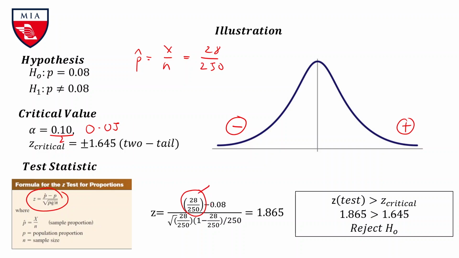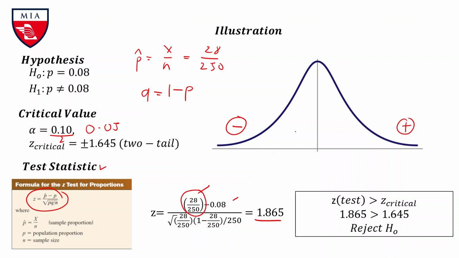So we have p hat, minus the proportion, which is 0.08 or 8%, all over the square root of pq over n. And always remember, q is equal to 1 minus p. So we have 28 over 250 multiplied by 1 minus 28 over 250, all over 250, and the result is 1.865. So this is the value of our test statistic.